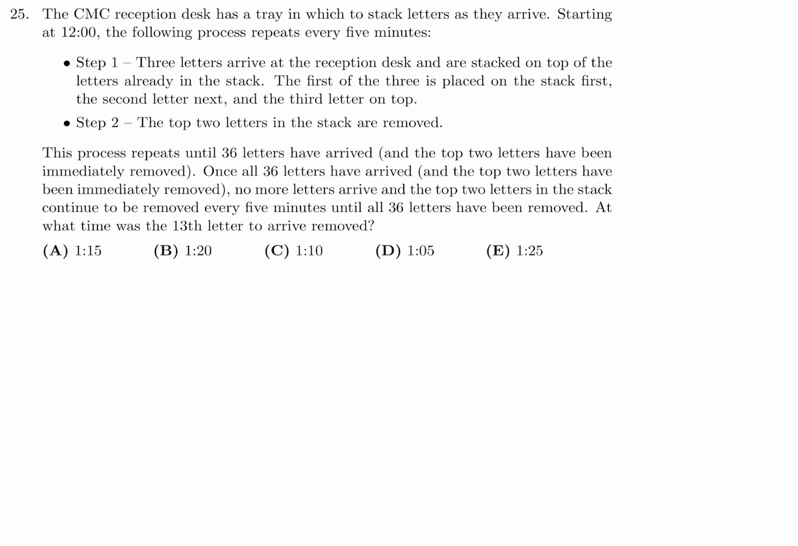The top 2 letters in the stack are removed. This process repeats until 36 letters have arrived and the top 2 letters have been immediately removed. Once all 36 letters have arrived and the top 2 letters have been immediately removed, no more letters arrive and the top 2 letters in the stack continue to be removed every 5 minutes until all 36 letters have been removed. At what time was the 13th letter to arrive removed?